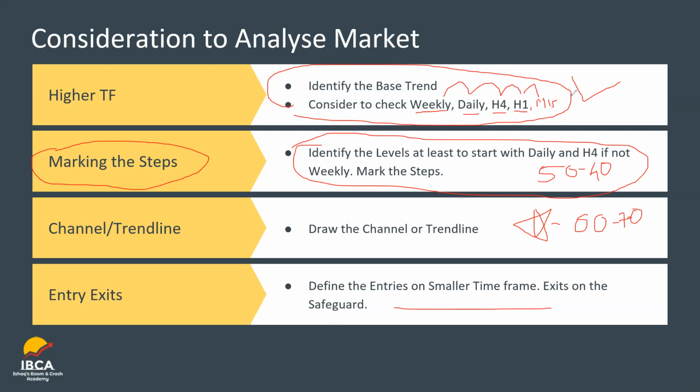Once you identify your bias, you draw your support and resistance lines, you draw your trend line and channels, and then you come down to the 15 minutes or 5 minutes and make your entries. You will see that this is your correct entry point at lower time frame when you see the reaction in the market. Right? Any questions on this?